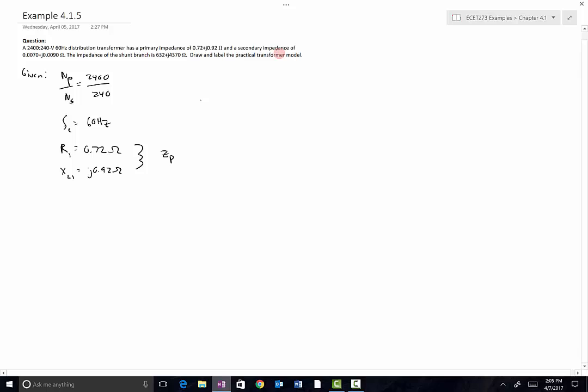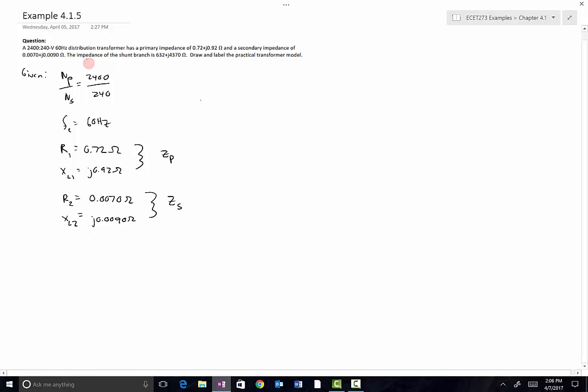We were then told that there's a secondary impedance. The secondary impedance can be divided again into two parts. The first is the secondary resistance, called R2, and the second is the secondary leakage reactance, XL2. Those are given to us as 0.0070 ohms and j0.0090 ohms, and those can also be combined together. A lot of times they're called capital ZS, the impedance of the secondary of the transformer.